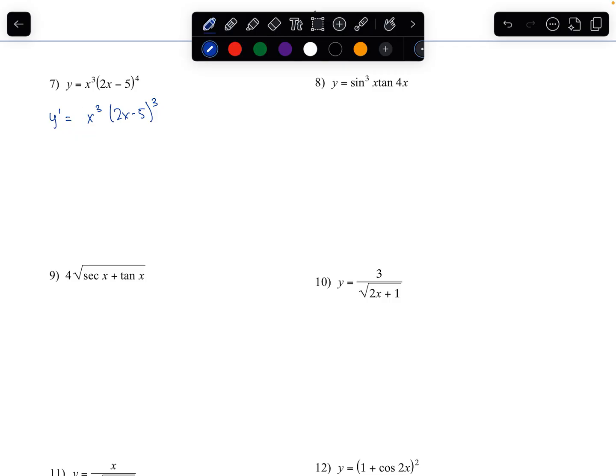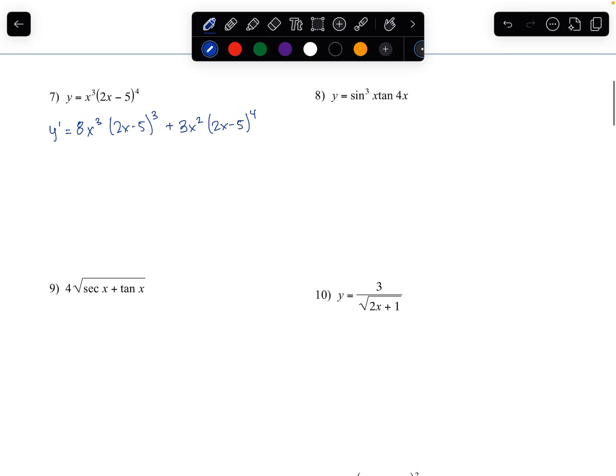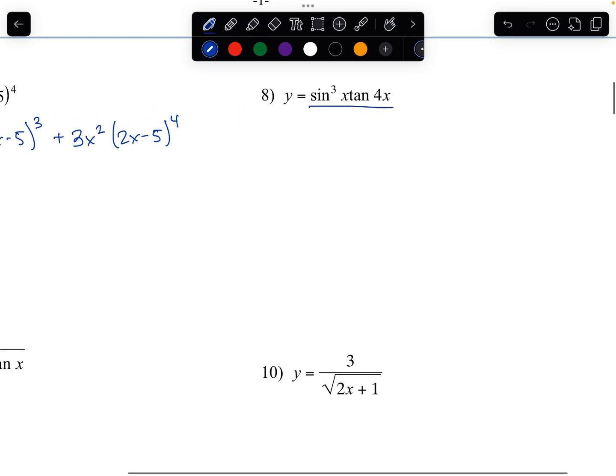So that's going to turn into 8, because I'm going to multiply this part by the derivative of the inside, which is 2. Okay, and then I think I'm done with that part. So I did the first times the derivative of the second, and I used the chain rule, and then plus the derivative of the first, which is 3x squared, times 2x minus 5 to the fourth. And there you go.